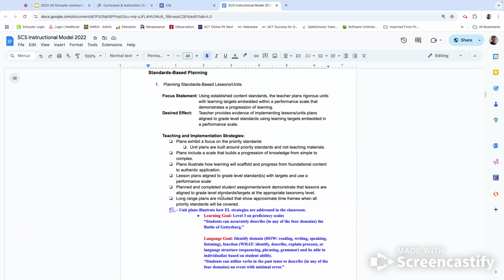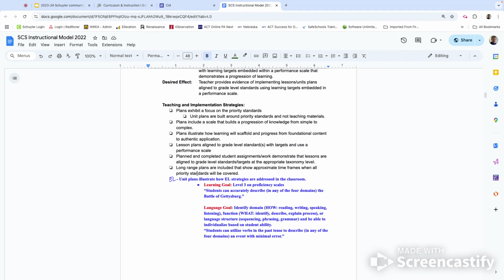So how is this built? There's the overall area, the element itself, planning standards-based lessons and units, and then a focus statement for you to look at. And then when we talked about that desired effect, what would actually be seen coming out of this, and then things that you can make sure that you are doing, that as you're making your plans, you can look through here and say, have I done this or have I not done this? We have also then gone in and added in things for your multilingual learners, EL students.